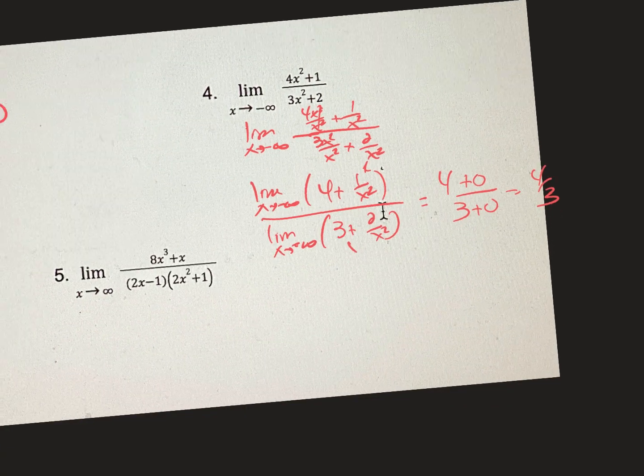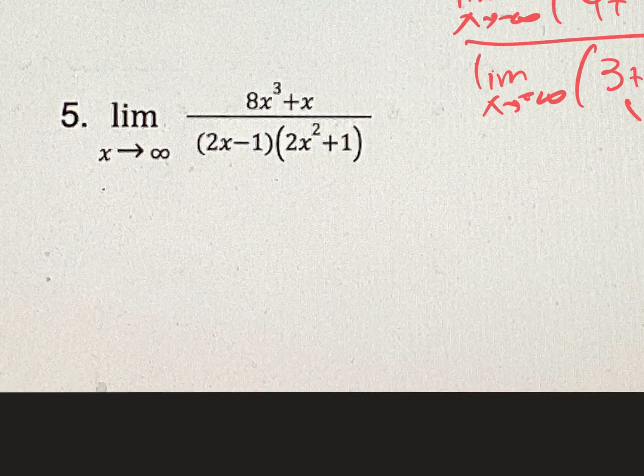All right, let's go to 5. One more of these. On 5, you're better off going ahead at the beginning and doing your FOIL method down here, getting 4x cubed minus 2x squared plus 2x minus 1. I actually went FIOL instead of FOIL to put it in the right order.